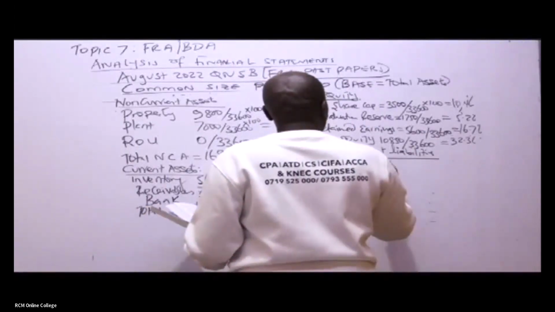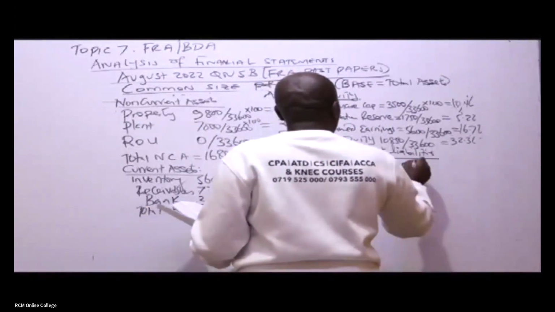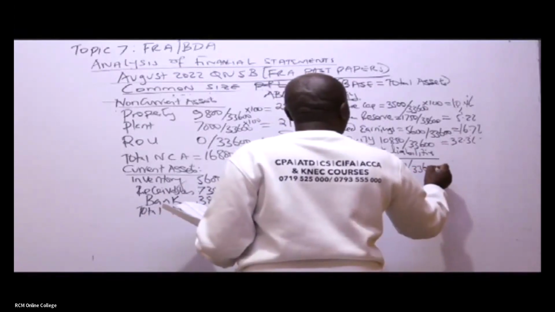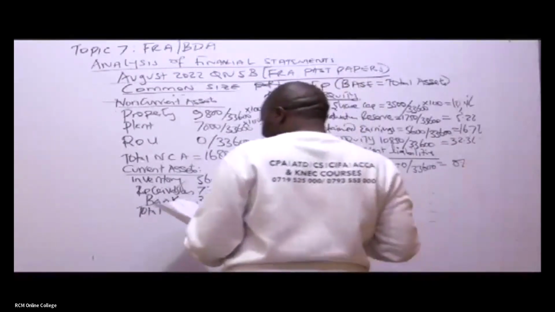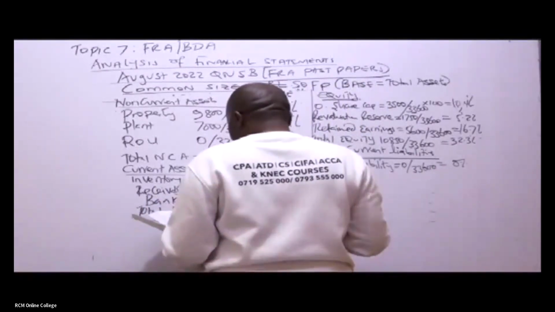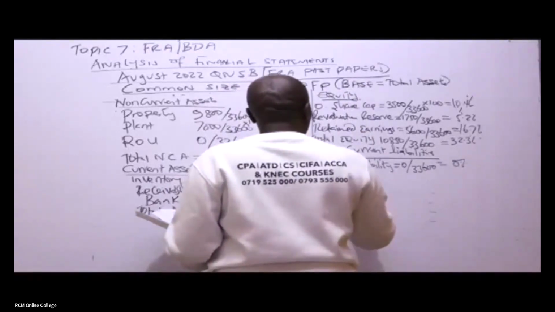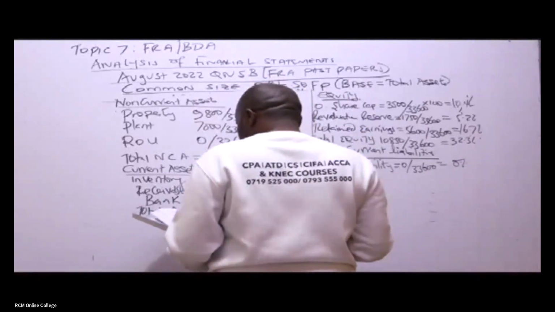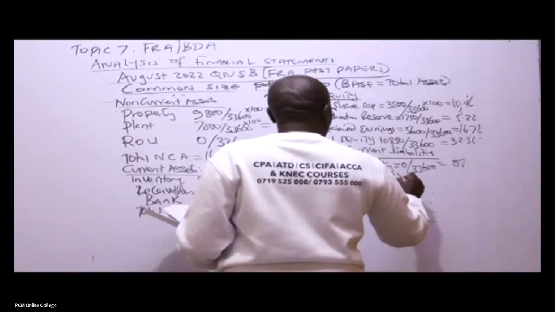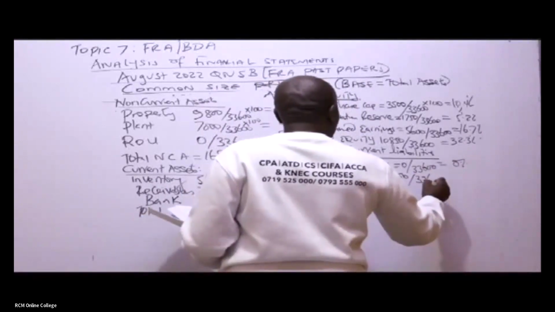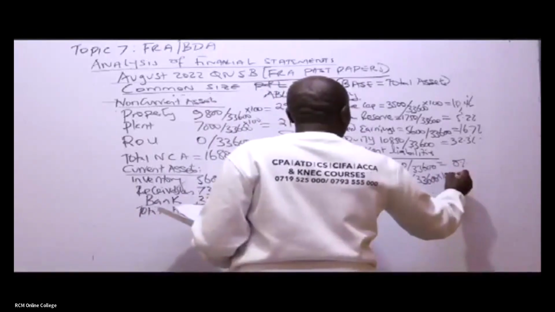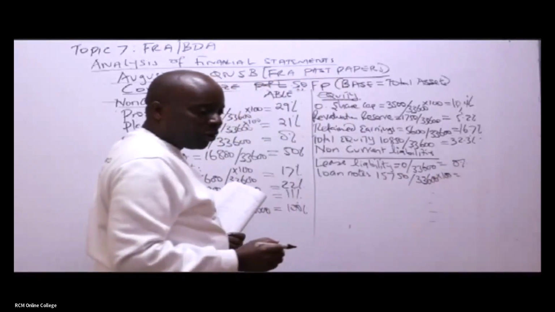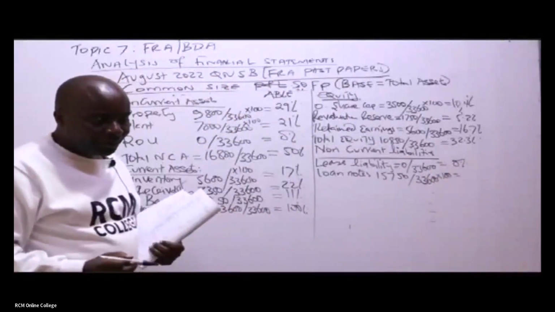Don't say because it's 0 you won't write it. Write it. 0 divided by 33,600, you're getting 0% there. Then we have 10% loan notes. So loan notes, I can see 15,750 divided by 33,600. Of course, don't forget, always times 100. So what are we getting there for loan notes?